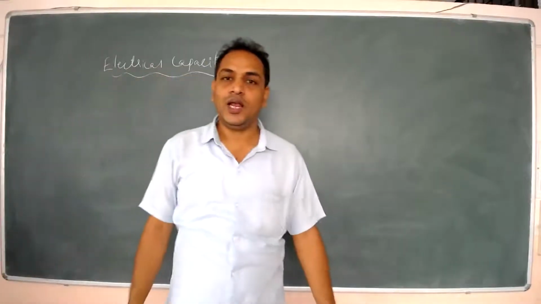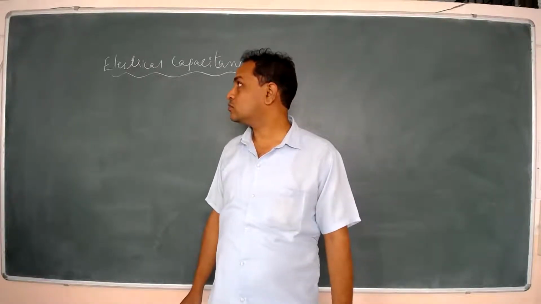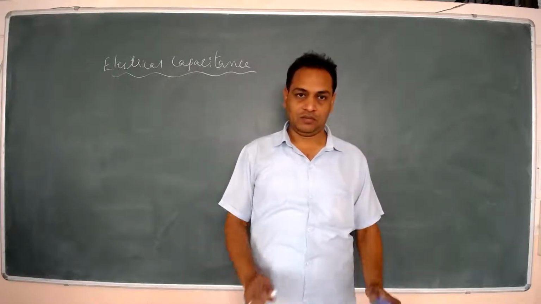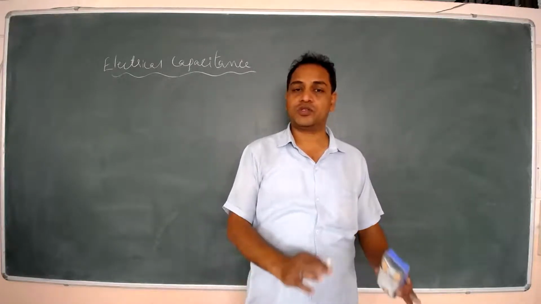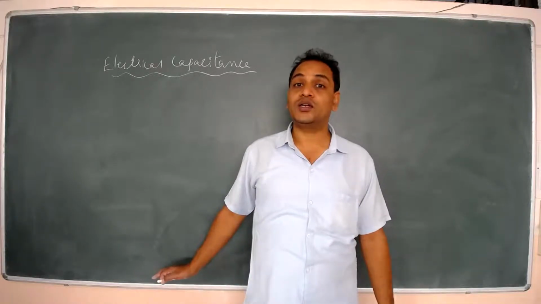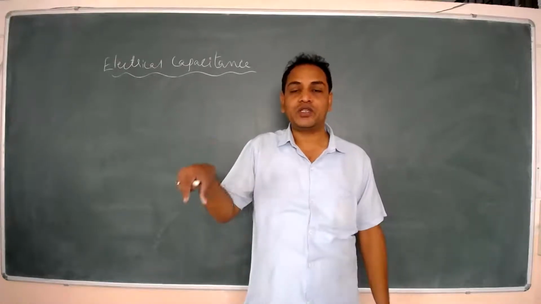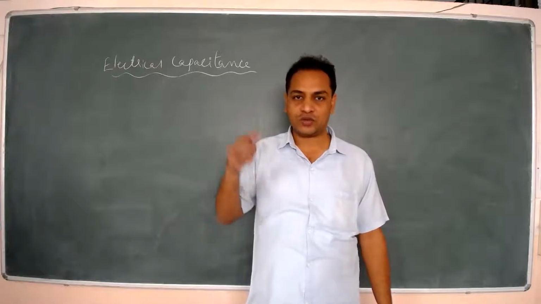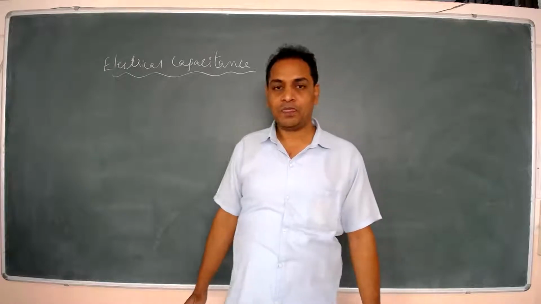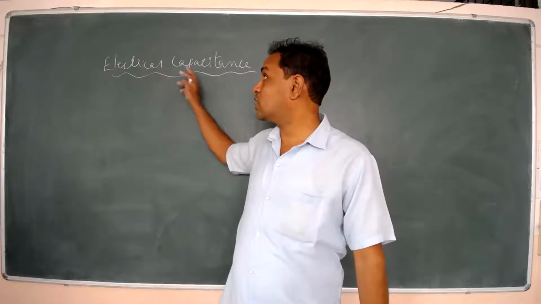Now the next topic is electrical capacitance. So far we have read about the electric potential and electric potential energy, and we have also just now seen how the conductor will behave when it is placed in an external electric field. Just now we have listed 6 points, which are to be kept in mind. Therefore, now let us discuss what is electrical capacitance.